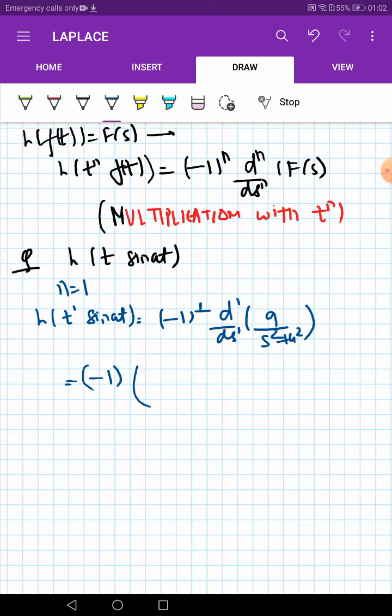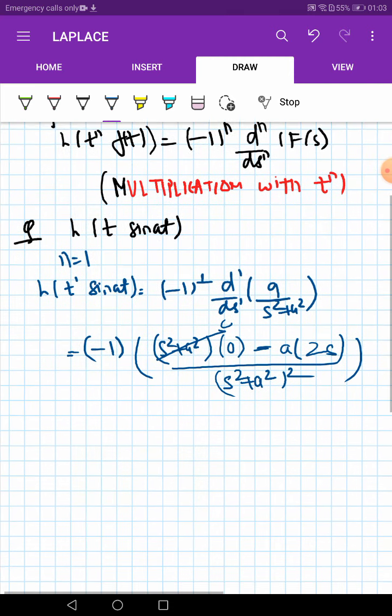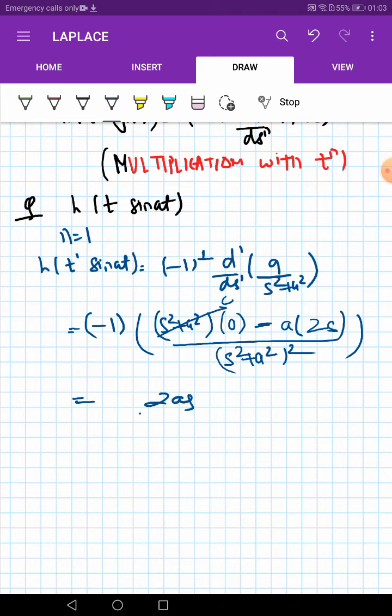Now minus 1 will remain minus 1, and what is the derivative of a by s square plus a square? It is in the form of u by v, so it is v into derivative of u minus u into derivative of v, all over v square. The derivative of a with respect to s is 0, and the derivative of s square plus a square is 2s, divided by s square plus a square whole square. So this will be 0, and we are left with 2as by s square plus a square whole square. So this is our answer.